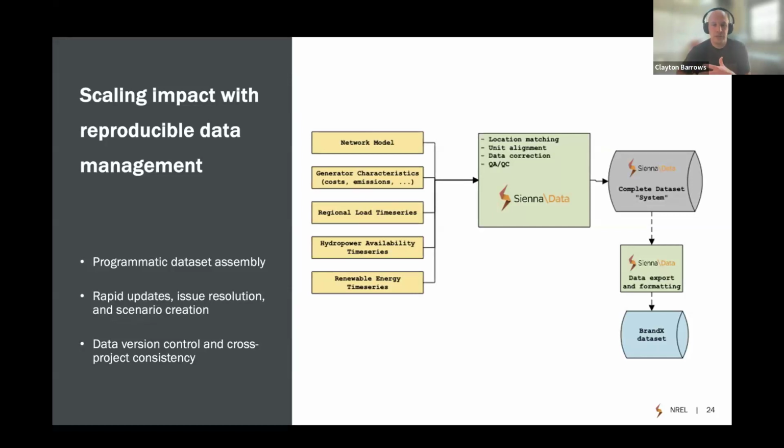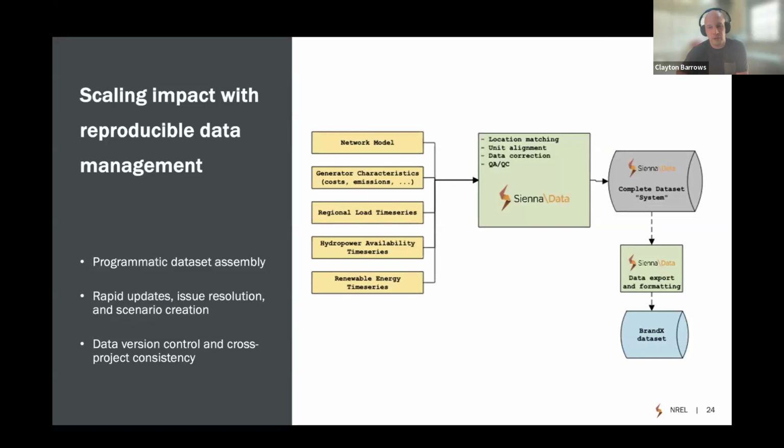Once we have done that with Sienna Data, we come up with a complete data set, and we call that a system in Sienna. And that system can be the starting point for many of the modeling activities within Sienna, but it also can just be a place where you can do power system analytics. You can explore the connectivity of a network. You can understand the capacity versus the load at different periods. You can do a number of different just simple data analytics, which is very valuable.